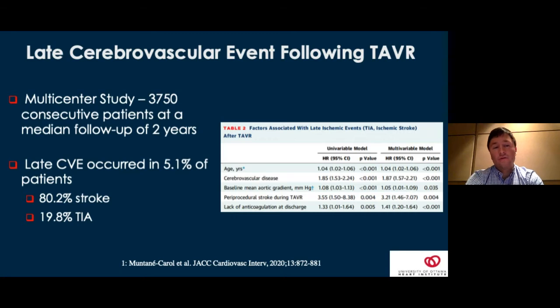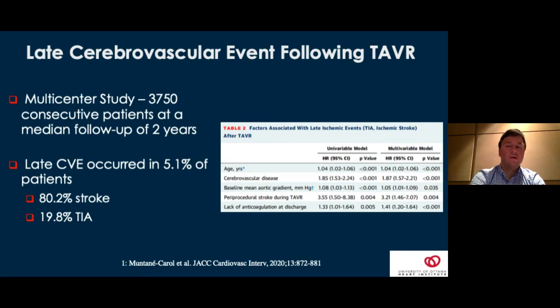Another important issue after TAVR is the late cerebrovascular event that can occur. A recent multi-center registry published last year in JACC Intervention included 3,750 patients with a median follow-up of 2 years. In that registry, they found that late cerebrovascular events occur in up to 5% of the patients. Of those events, 80% are stroke, and of those strokes, 80% are ischemic, the rest being hemorrhagic, and 20% of these patients will experience TIA at 5 years.